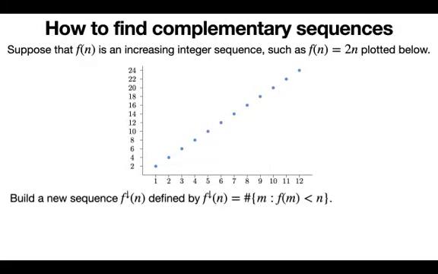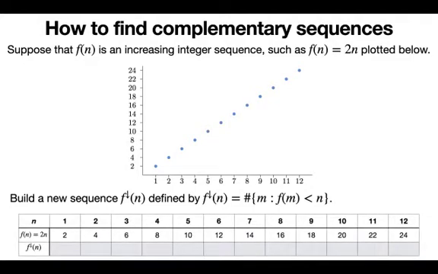Now, given the integer sequence that you started with, you're going to compute a related integer sequence, which we'll call f down arrow of n. F down arrow basically counts the number of entries of your sequence less than a particular n. It's a little bit of a strange definition, but it makes more sense when you look at it visually.